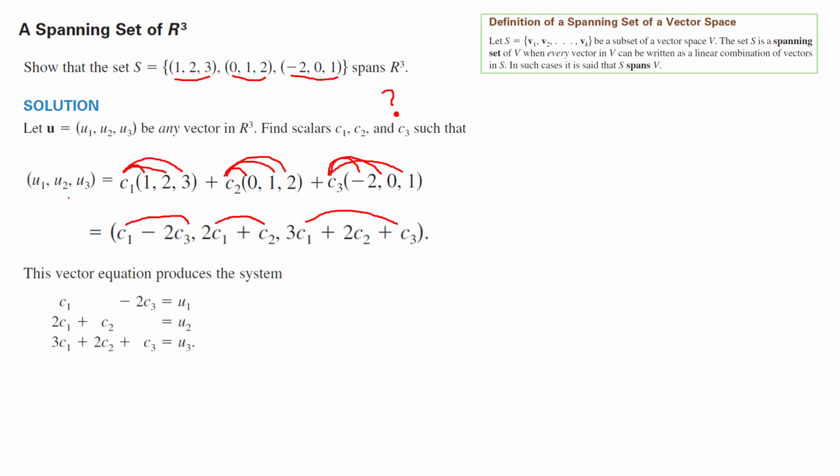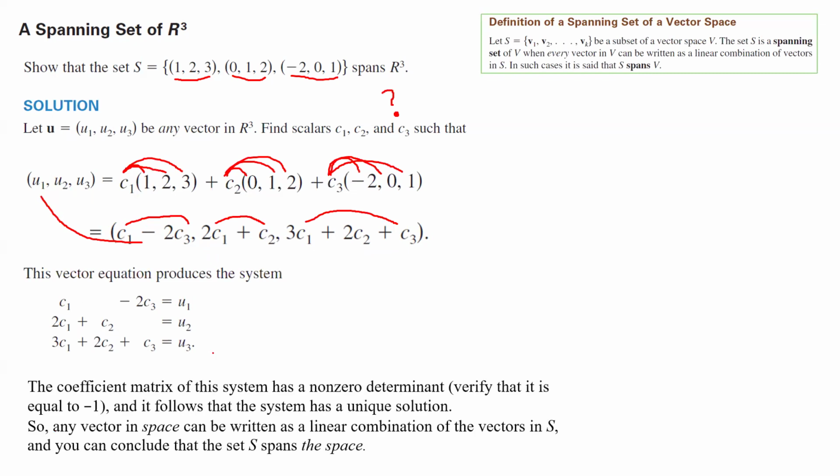So remember that two vectors are equal to each other if their corresponding components are equal. c1 minus 2c3 is u1. That's how you end up with this equation. 2c1 plus c2 is u2. And then 3c1 plus 2c2 plus c3 is u3. Okay. The coefficient matrix of this system has a non-zero determinant. It is equal to -1. So it follows that the system has a unique solution, all right?